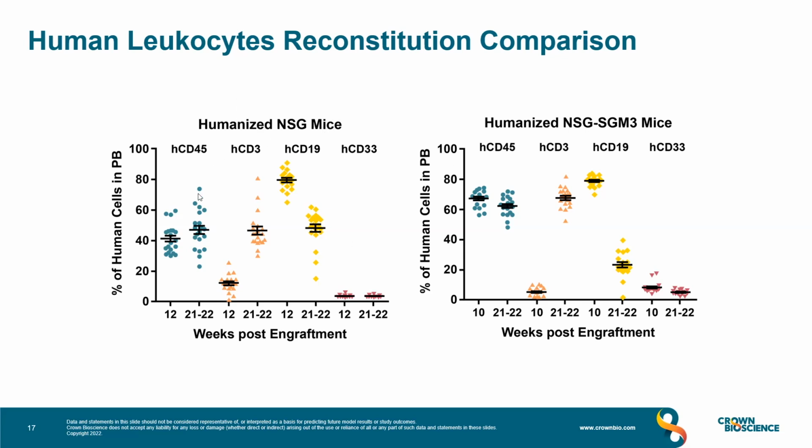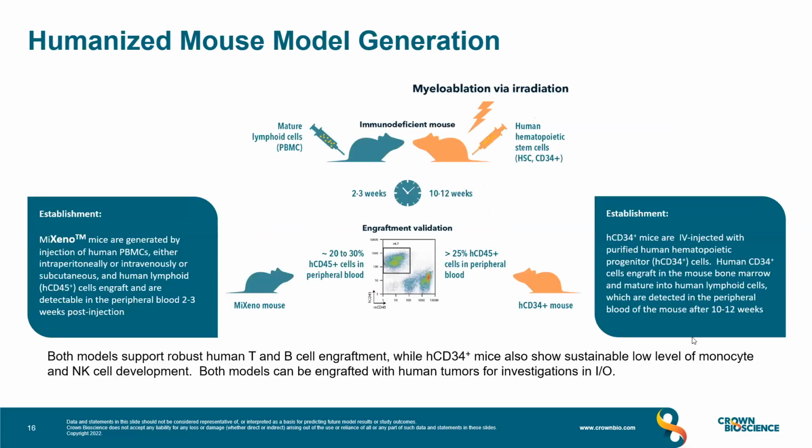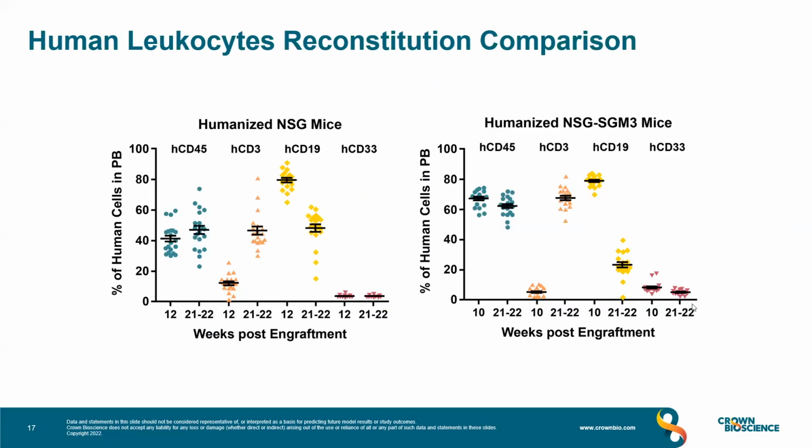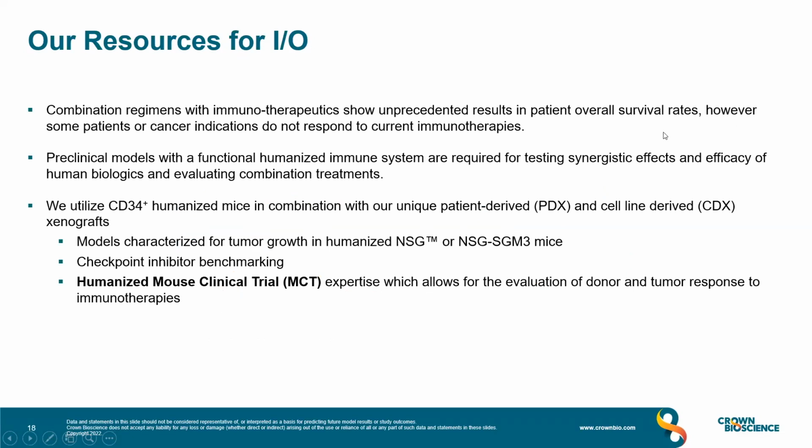either strain, in terms of human CD45, the T cells, and the human CD19 B cells. But moreover, especially in the SGM3 strain, you have development of monocytes and macrophages at 10 to 12 weeks. That's an additional advantage of these animals, that we can investigate the effects of macrophages in combination with these therapies. So again, immunotherapies have shown unprecedented results in patient survival.